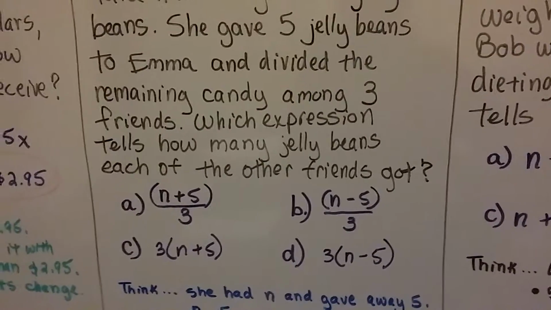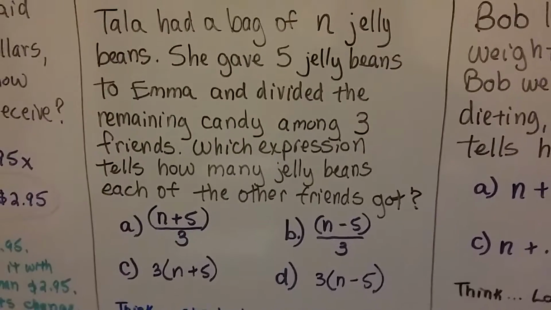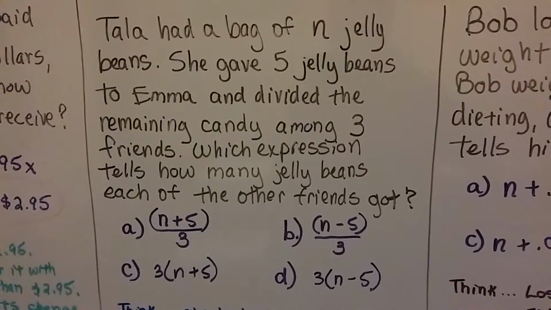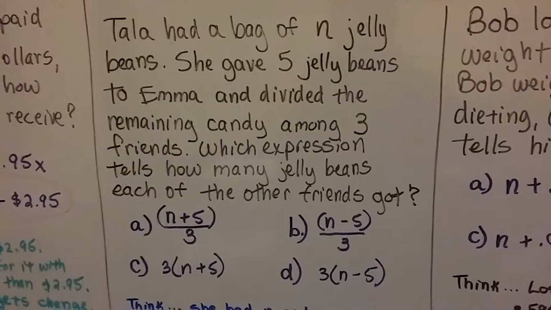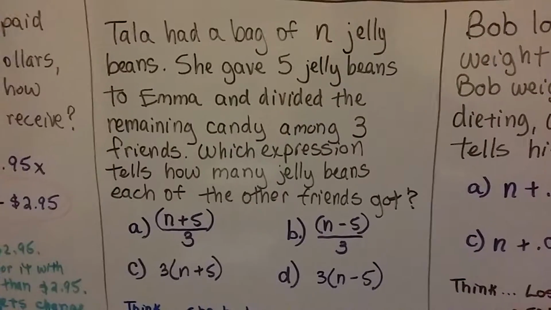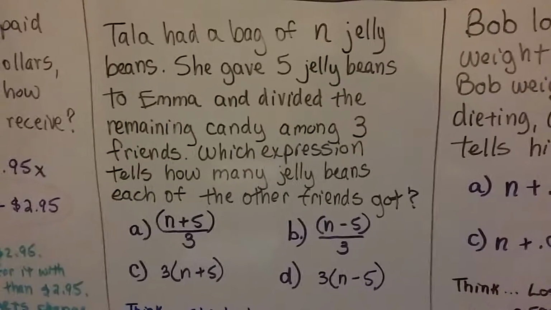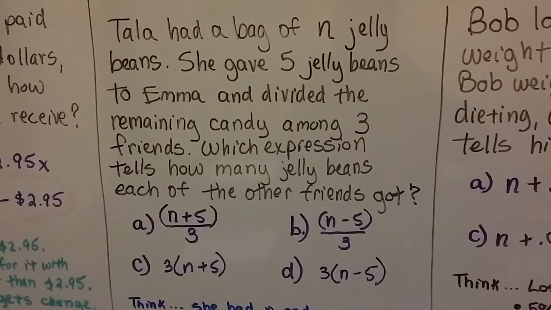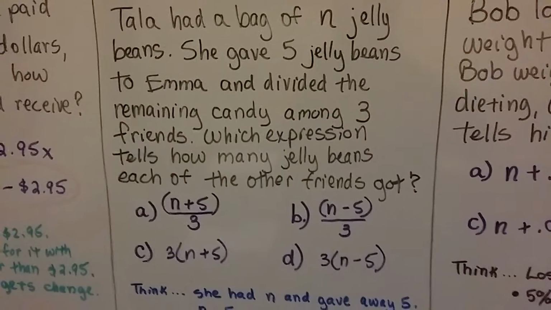All right, let's think. She had a bag of N beans. That's how many she had in the bag. She gave 5 of them to Emma. So now she has N minus 5, doesn't she? She divided the remaining among 3 friends.